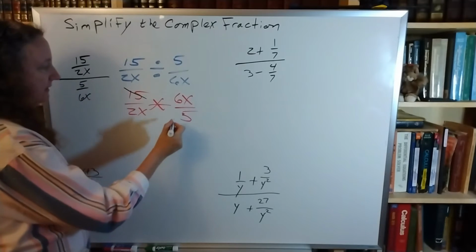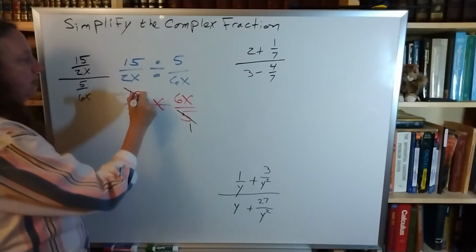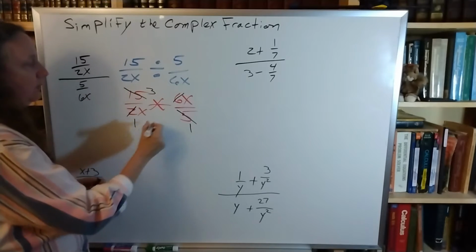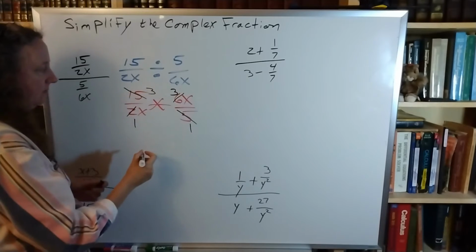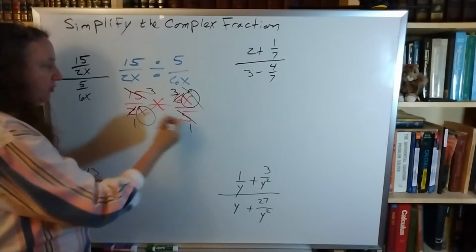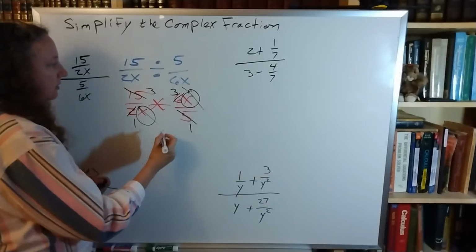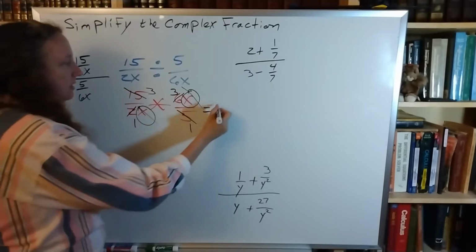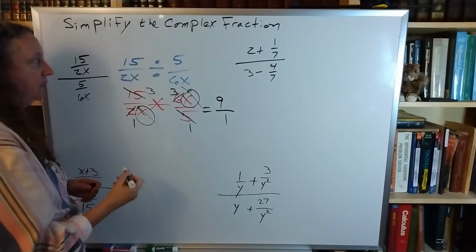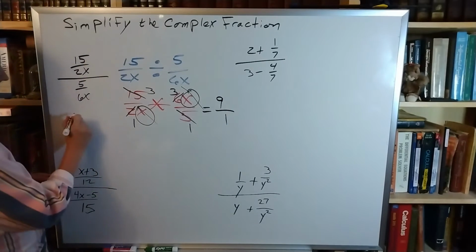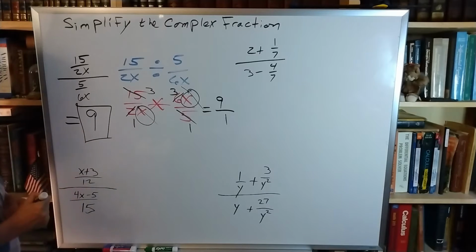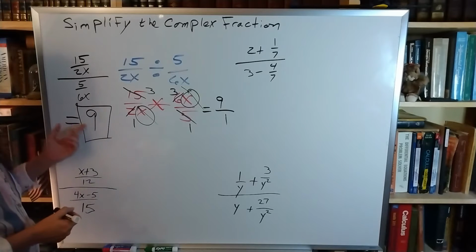So the 5 and the 15: 5 becomes a 1, 15 becomes a 3. The 2 and the 6: the 2 becomes a 1, the 6 becomes a 3. My x and my x just straight out cancel each other out. So what I have here is 3 times 3, 9, over 1 times 1, 1. Everything else has been canceled out. So my answer for this problem is 9. It's not so bad when you write it like that.